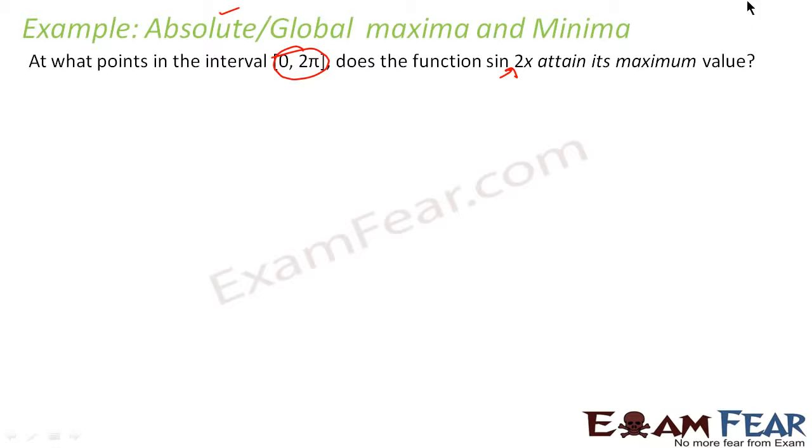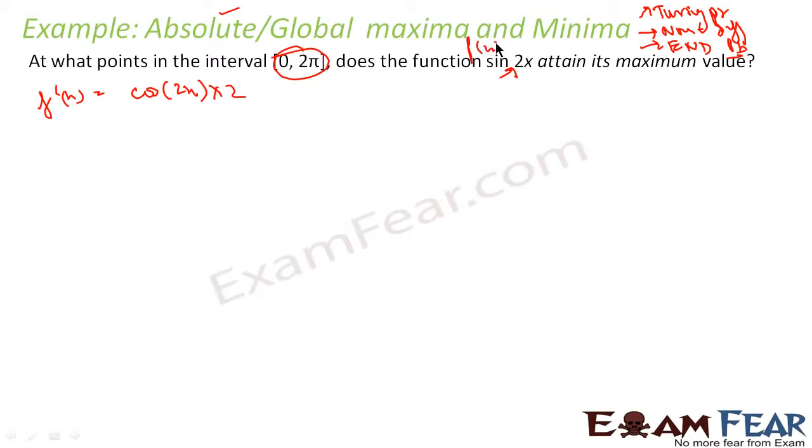As I told earlier, the critical points are turning points, non-differentiable points, and endpoints, correct? The turning point is nothing but where f dash x is 0. Since f(x) is sin 2x, f dash x will be cos 2x into 2, and this is equal to 0.